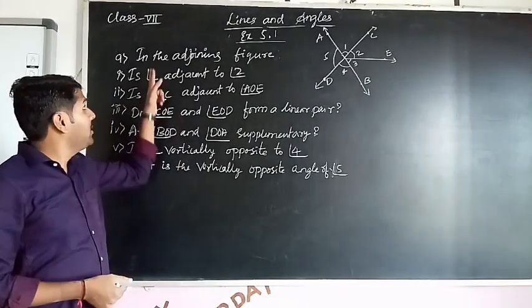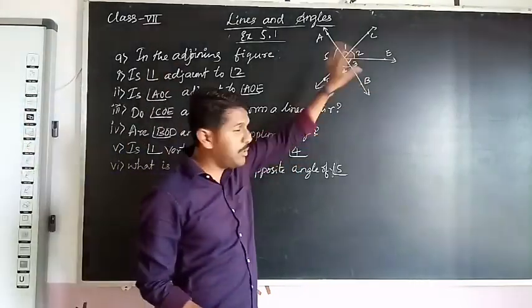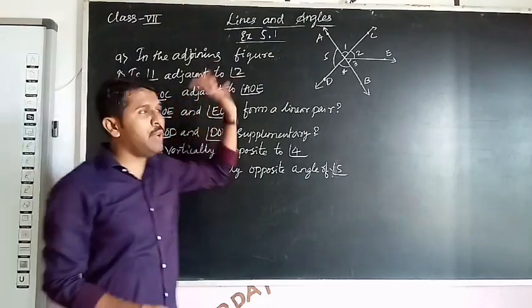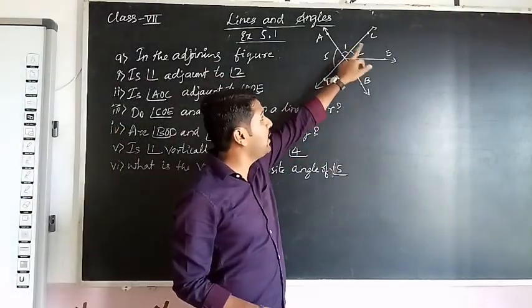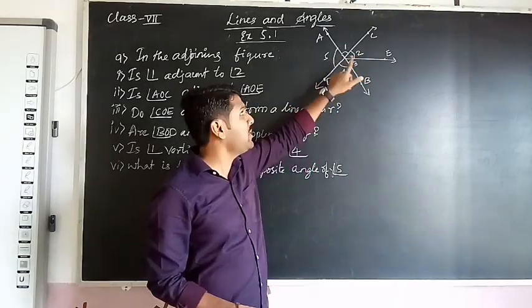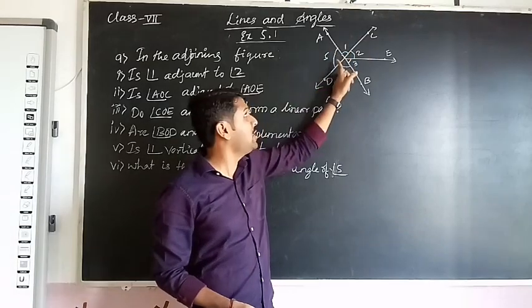So next one, in the adjoining figure. So here the figure is given. The first question is: angle 1 is adjacent to angle 2. So here angle 1 is there, and angle 2 is there. Are both of them adjacent angles? Yes. Why? Because they are sharing a common arm, that is OC.